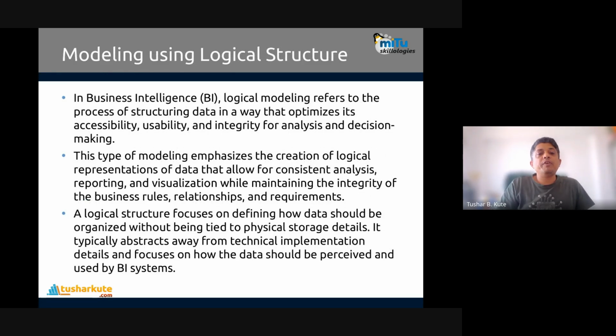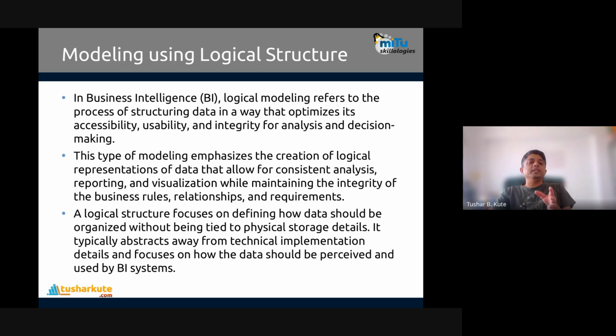So there are various ways by which modeling is possible. A few of them I'll show you: logical structure, analytical structure, and probability structure. See the first method, logical modeling: structuring data in a way that optimizes its accessibility, usability, and integrity for analysis and decision making. That is called a logical structure.